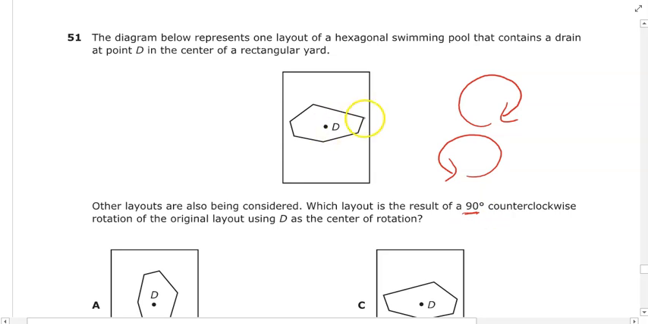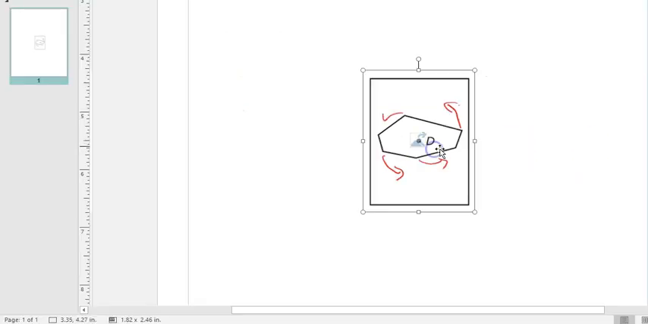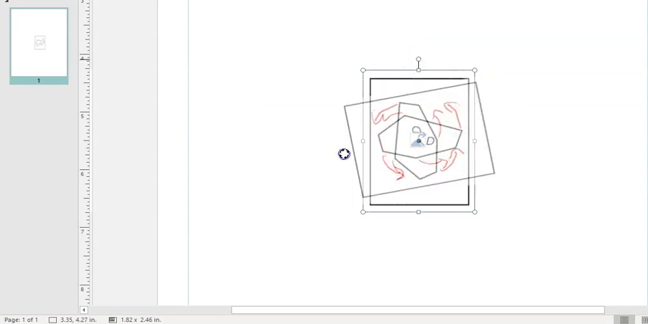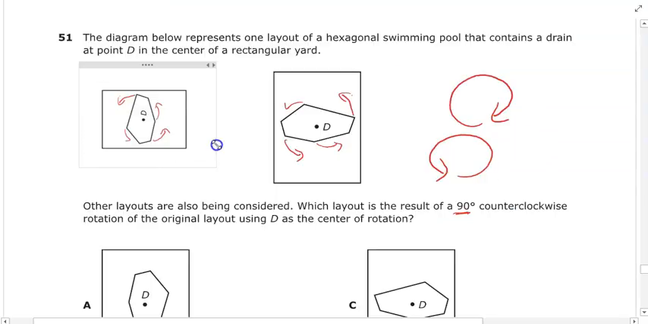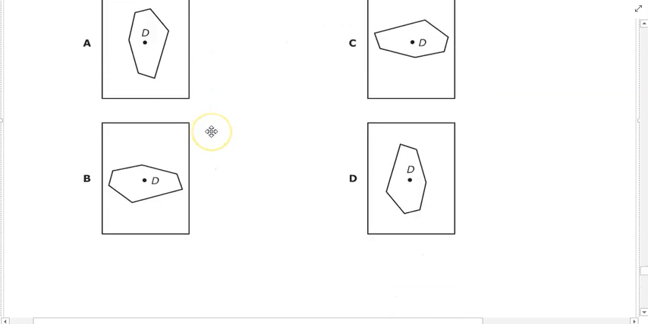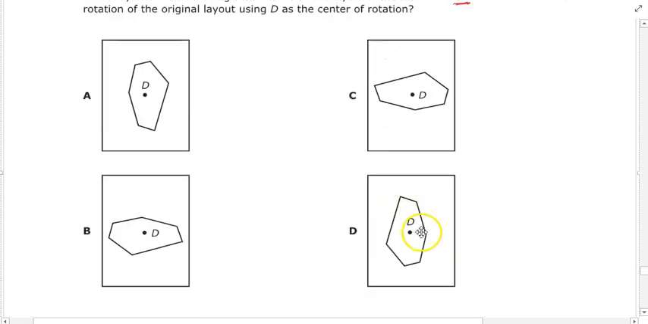So this shape, all of these points are going to go 90 degrees this way. So basically, if I was to take this shape and rotate it 90 degrees counterclockwise, I should only be rotating the hexagon, I shouldn't be rotating the rectangle, but it should end up looking like this. There we go. So we want one that ends up looking like this. So it looks like answer choice D. Does that look the same? Yep. So D. Remember, we're just looking at the hexagon, not the rectangle. So the hexagon does look the same for answer choice D.